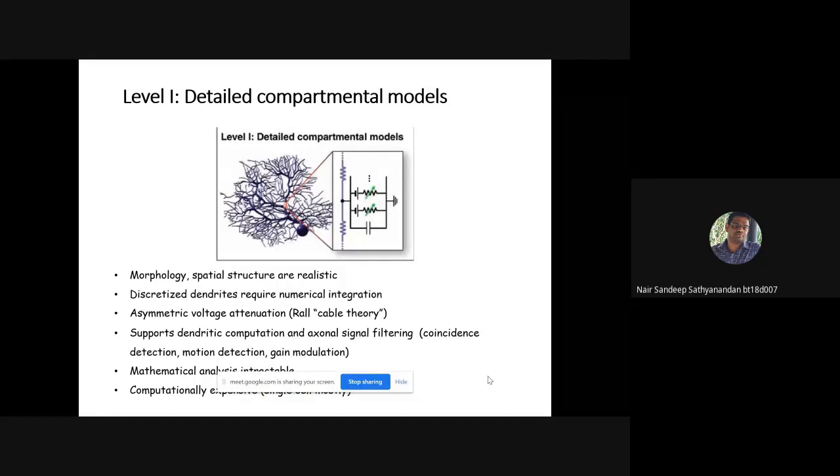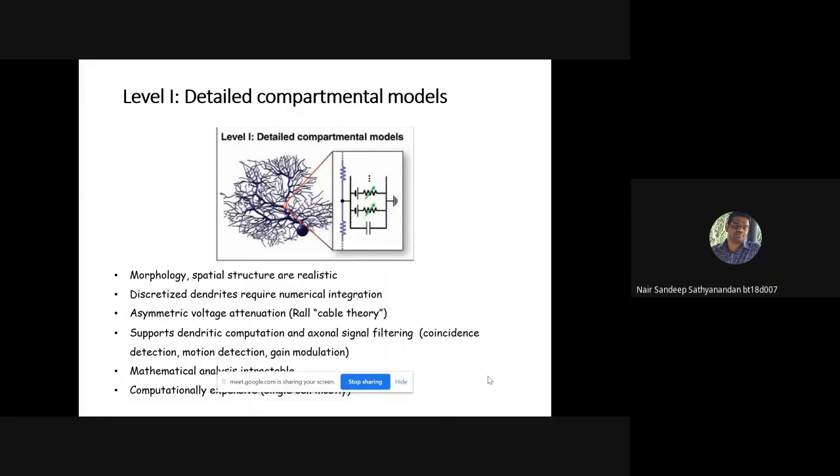In that way, we can divide it into level 1 models, that is the detailed compartmental models, which we saw using the cable theory, which describe the complete morphology and the spatial structure. They are very realistic, and they are able to model all the dendritic numerical integration. They can also model the axonal behavior. But the disadvantage is that they are computationally very complex. It is extensive, and it consumes a lot of time.